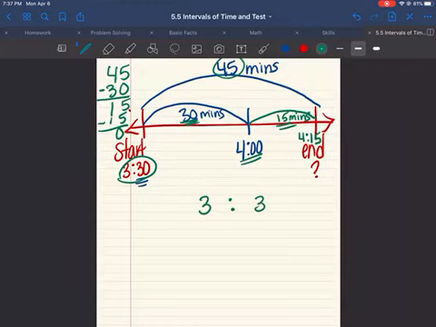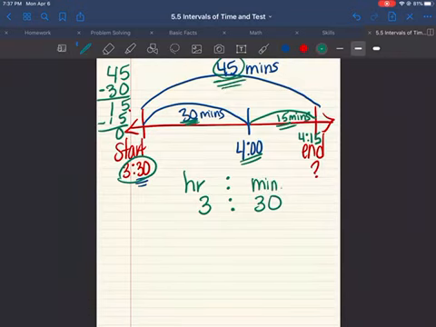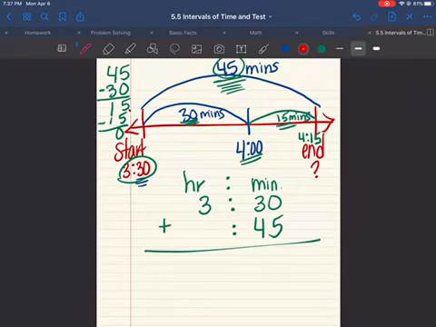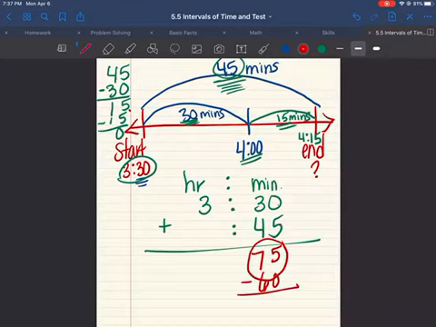So let's go ahead and check our work by doing our start time, which was 3:30. Remember, these are hours and these are minutes. They want me to add 45 minutes. How much would that be? 5 plus 0 is 5. 4 plus 3 is 7. Oops, we have a problem. Remember, 1 hour only has 60 minutes. So I need to take away 60 minutes, which equal to 1 hour.